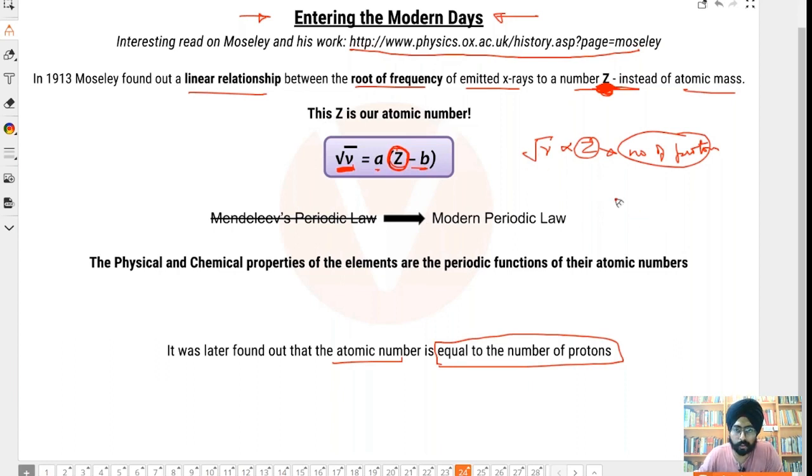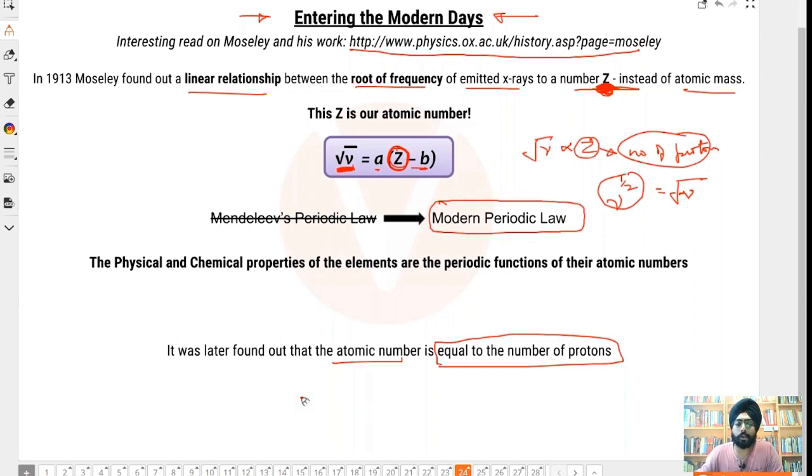Yes, Amrit, this is the square root of frequency. So this is the square root of frequency, yes, in the definition as well. Whenever it says root and doesn't mention what root, you assume that it is the square root. So this gave us the modern periodic law.